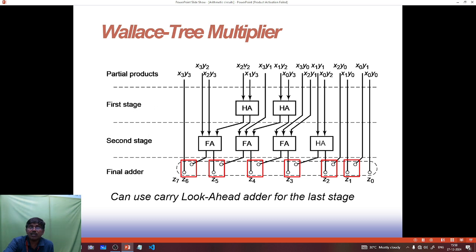So when it is 4-bit, actually there is a half adder in one pair. This will be connected to a half adder, and in the middle x1y2 and x0y3 will be connected to a half adder, and 2 outputs will be coming. This will be connected to a full adder, again full adder, again full adder, again half adder. After that we segregate the output. We will finally get Z0, Z1, Z2, Z3, Z4, Z5 and Z6. So we can use the carry lookahead adder for the last stage. Finally you have to use the carry lookahead adder for the final stage to minimize the carry delay operations.